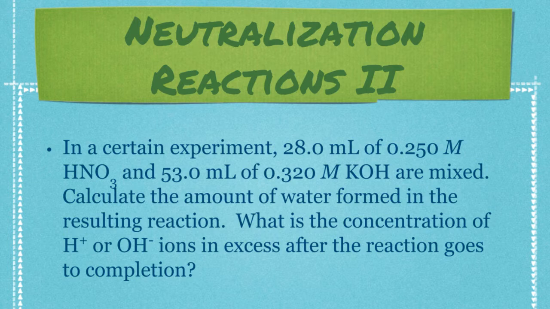This problem has 2 parts, but we'll apply the same problem-solving steps we've been using. In a certain experiment, 28 milliliters of 0.25 molar nitric acid and 53 milliliters of 0.32 molar potassium hydroxide are mixed. Calculate the amount of water formed in the resulting reaction. What is the concentration of H plus ions or hydroxide ions in excess after the reaction goes to completion?